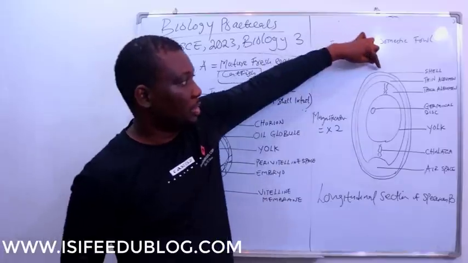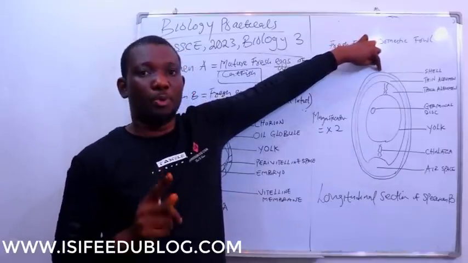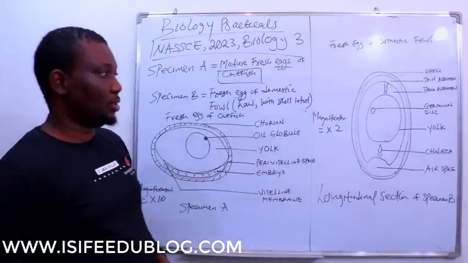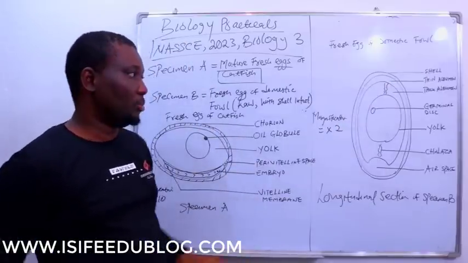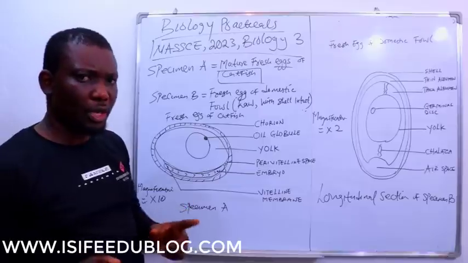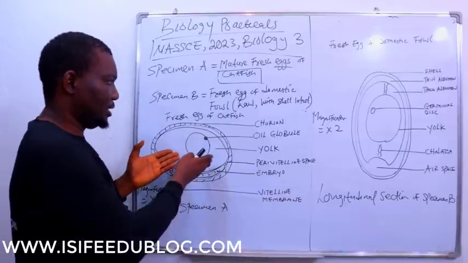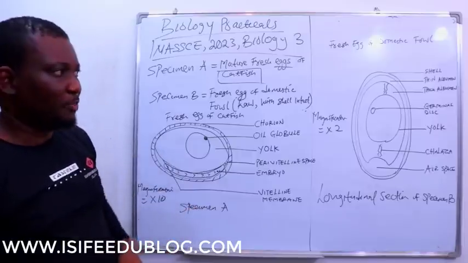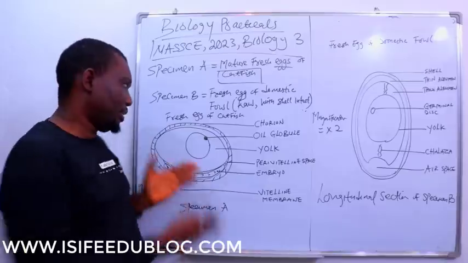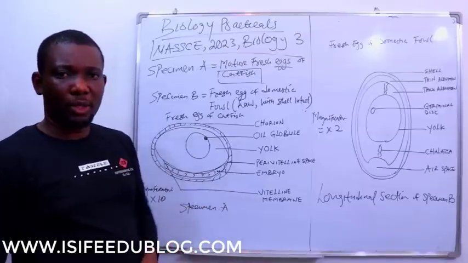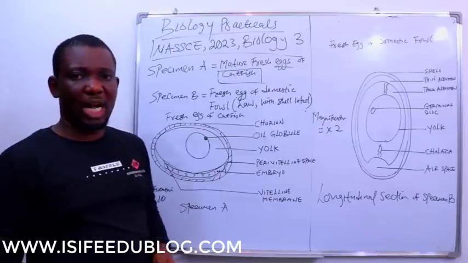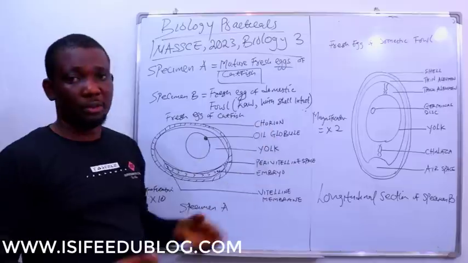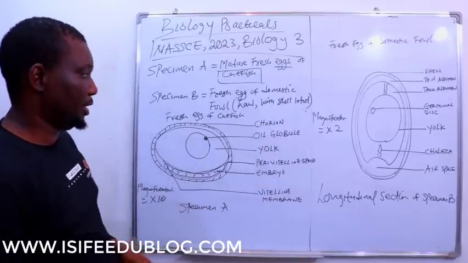So the purpose of the shell is to prevent the liquid content of this egg from drying up or from desiccating. But in this case, this is laid by an aquatic organism, which does not have the problem of drying up. So this egg stays in water, and there won't be a need for a shell. What protects the liquid content here is the chorion, a gel-like material.